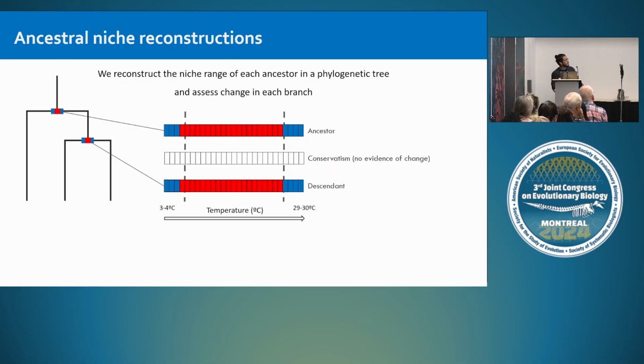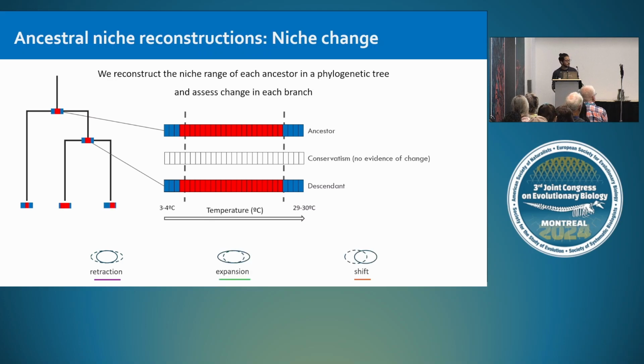So as I mentioned, that's how we do the ancestral niche reconstructions. And if we don't see change, we're basically saying there is niche conservatism. But change can be detected with this analysis as range retractions, expansions, or shifts. So with that, I'll show you some data.